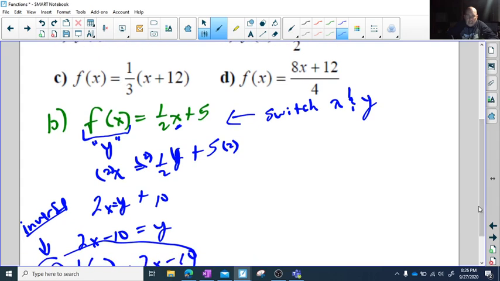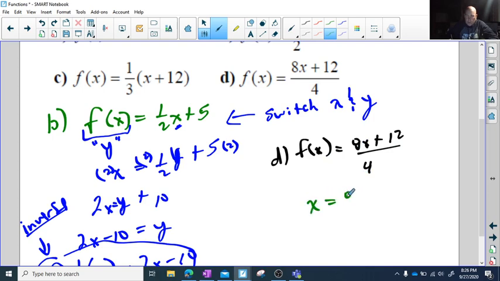I don't know, let's take d, I guess. So d is the function f of x is equal to 8x plus 12 over 4. Now this actually would simplify before I even start, but let's pretend we didn't see that. Let's just do our generic switch x and y. So this will become x equals 8y plus 12 over 4. So multiply both sides by 4.